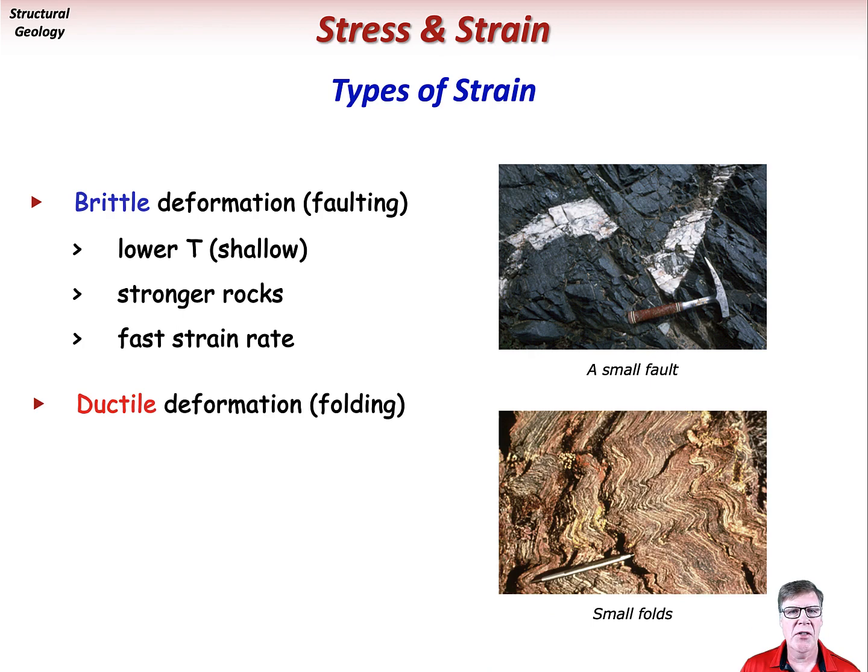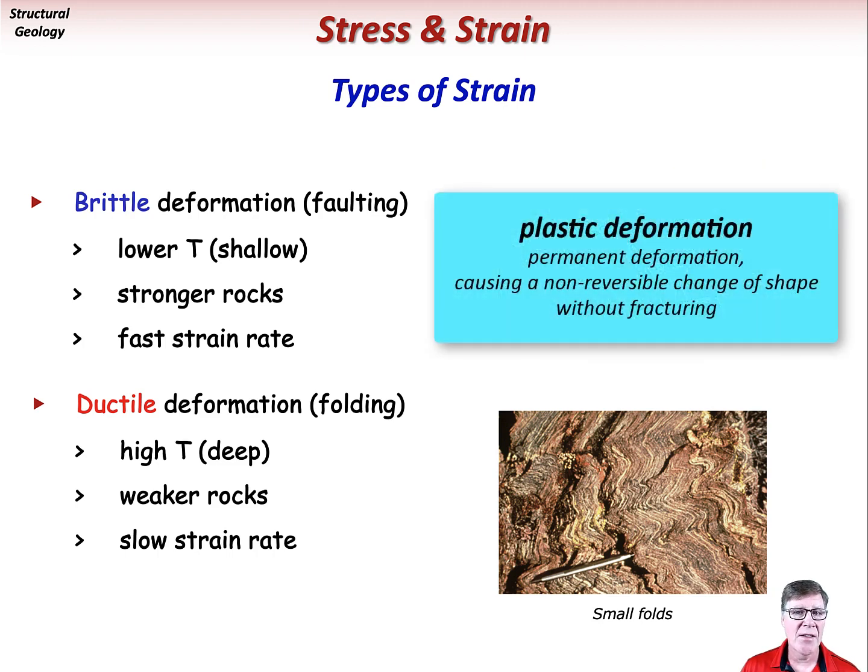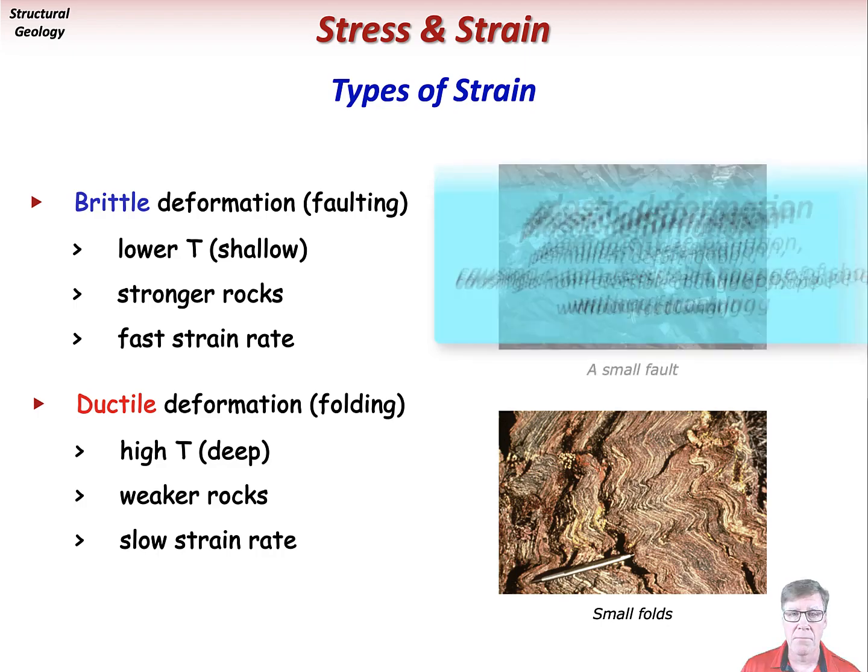Folds are geologic structures that represent ductile deformation. Ductile deformation occurs in rocks at higher temperatures, found at deeper levels in the crust. Weaker rocks also tend to deform in a ductile fashion. Finally, a relatively slow strain rate results in ductile deformation. Note, ductile deformation is often referred to as plastic deformation. Not that it has anything to do with real plastic, though.